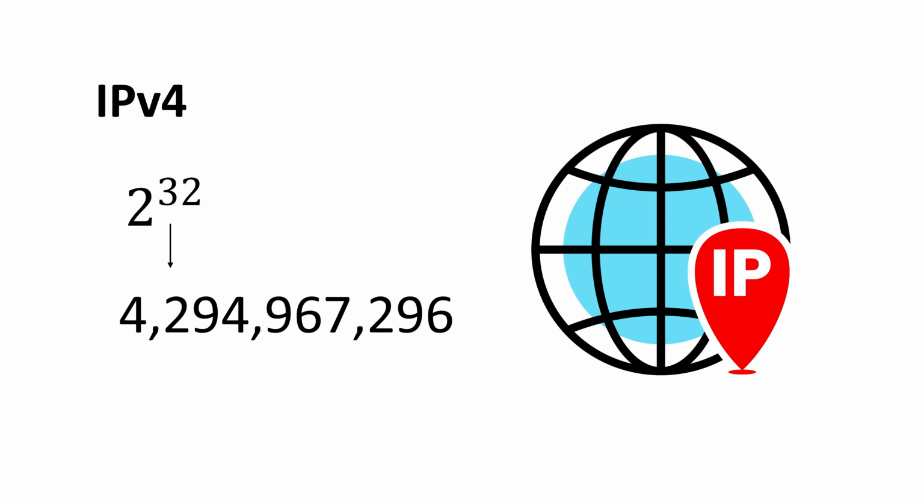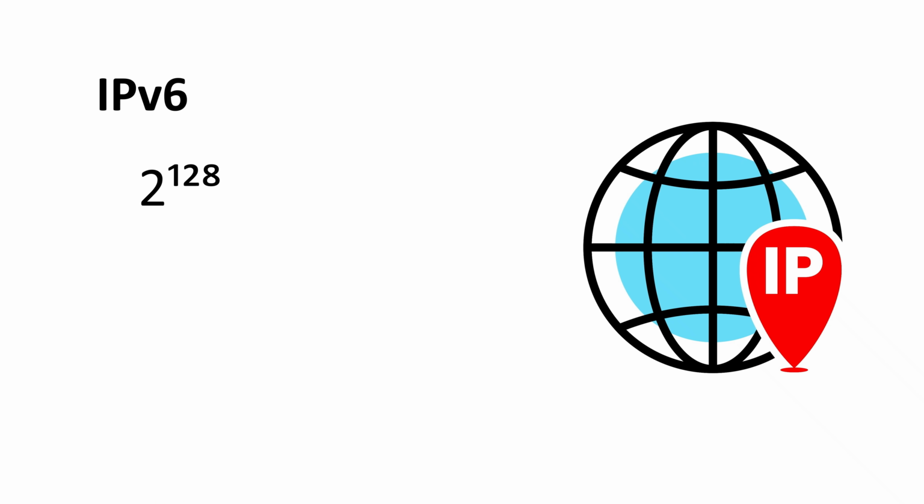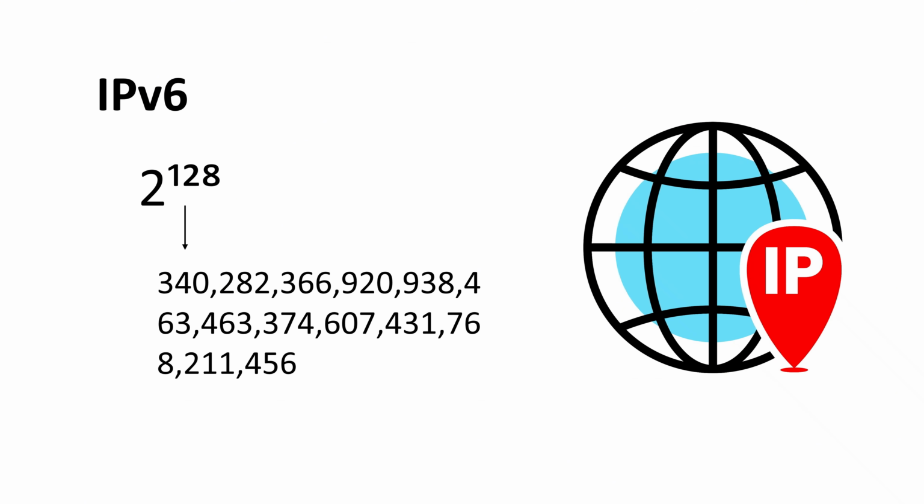But here's the problem: there are almost 8 billion people in the world, and almost everyone is online. So how can 4.3 billion addresses be enough? That's where IPv6 comes in. IPv6 is the next generation IP address. It's 128 bits long, which gives us 2 to the power of 128 addresses. That's 340 undecillion IP addresses.